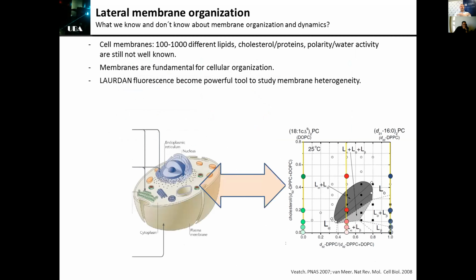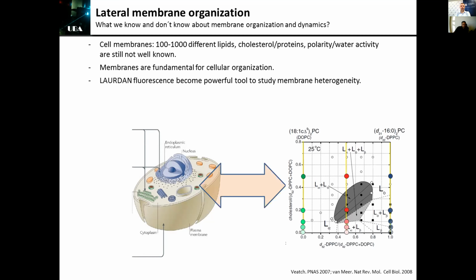The lateral organization of membranes is very complicated, because we have between 100 to 1,000 different lipids within the cell. Besides that, we also have cholesterol, which makes our system more complex, as I showed before in the morning. We also have proteins in the membranes, 100 or 1,000 of them. On top of that, we have changes in the polarity or the activity of water due to molecular crowding. So really, addressing the problem of measuring the dynamics of membranes in the cell is a really complex system.